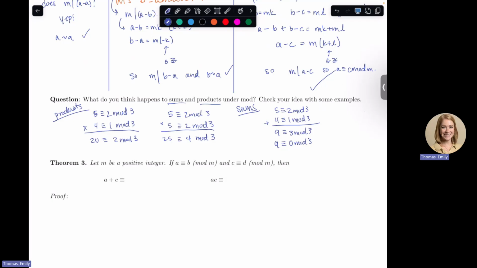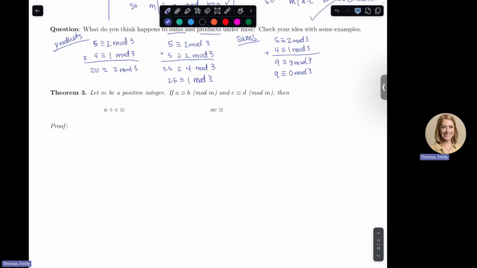Michael, the middle one can be 25, equivalent to 1 mod 3? Oh, yeah, sorry, my bad. Okay. I was thinking 21, but yeah, you're right. 24 is also fine. Yeah, right. Okay. Questions or comments about that? This is true all the time, which is nice, and we're going to prove that now.